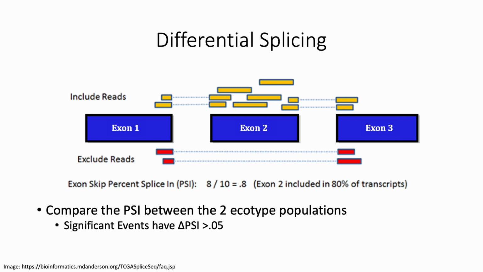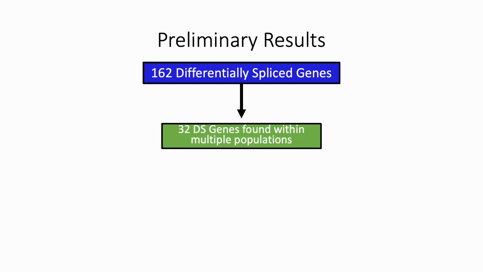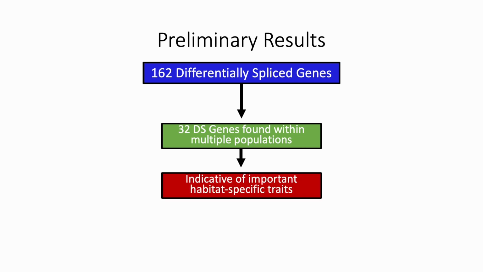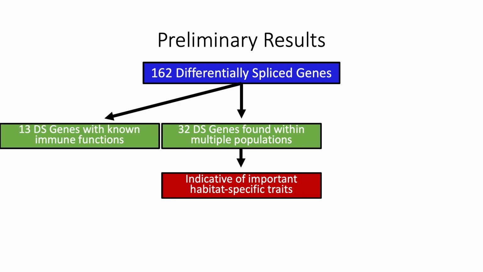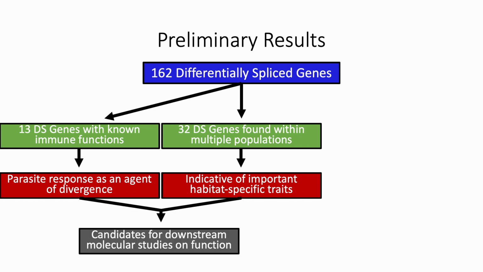From this analysis, we have identified 162 differentially spliced genes, 32 of which were identified in multiple populations mentioned before. This is indicative of habitat-specific traits that are important to the environment in which the fish is found. In addition, 13 genes were identified with known immune functions. This highlights the parasite response as an agent of population divergence. These 2 gene lists would be excellent candidates for downstream molecular studies, teasing apart their functions in this adaptive process.